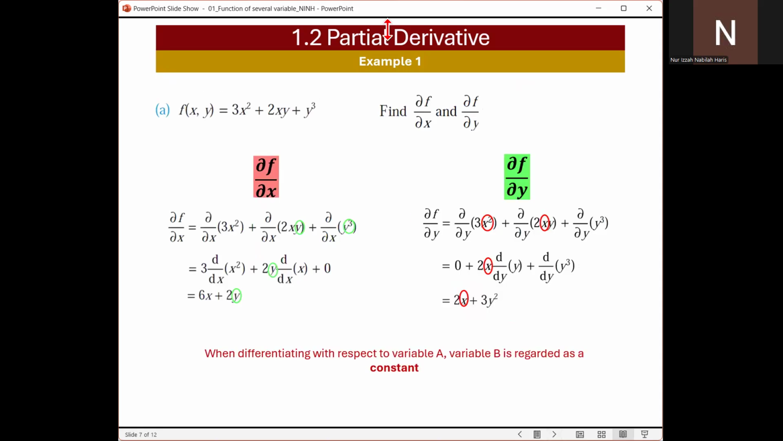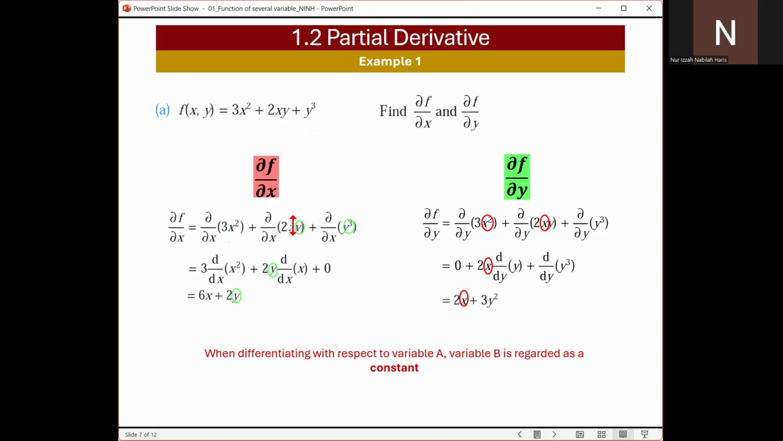Okay, let's go to example 1. For example, this function 3x squared plus 2xy plus y cubed, and you have to find del f over del x and del f over del y. So if you want to find del f over del x, you have to do each term individually. The first term is quite straightforward because only the x term is involved, so you just differentiate as usual. But for the second term, you have 2xy.